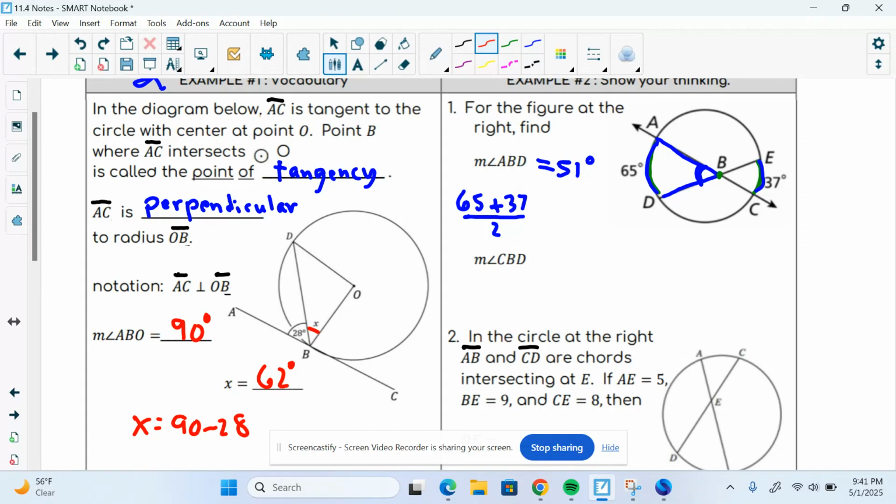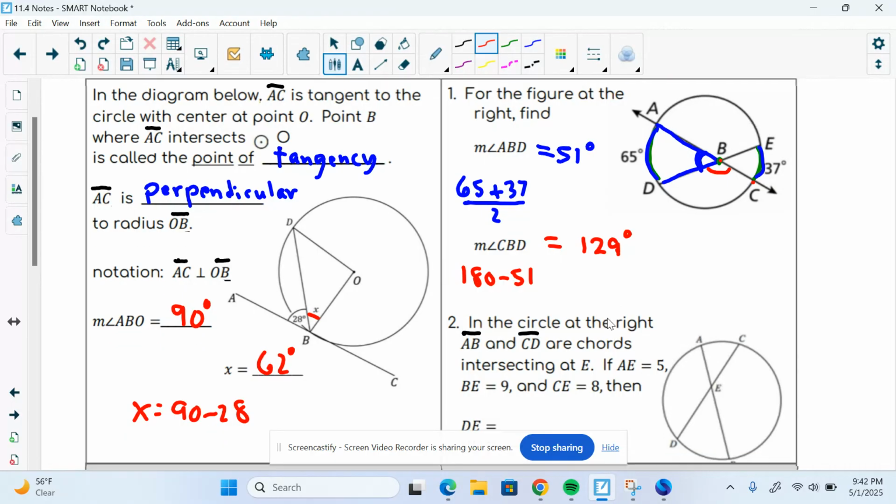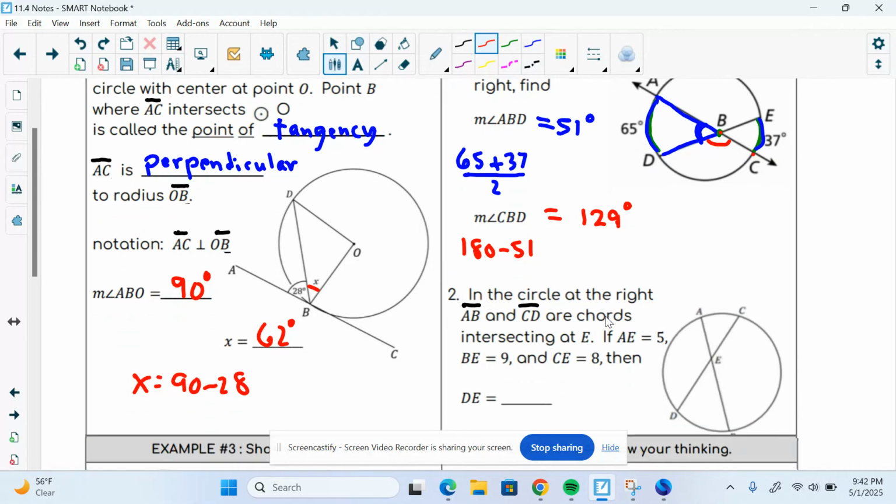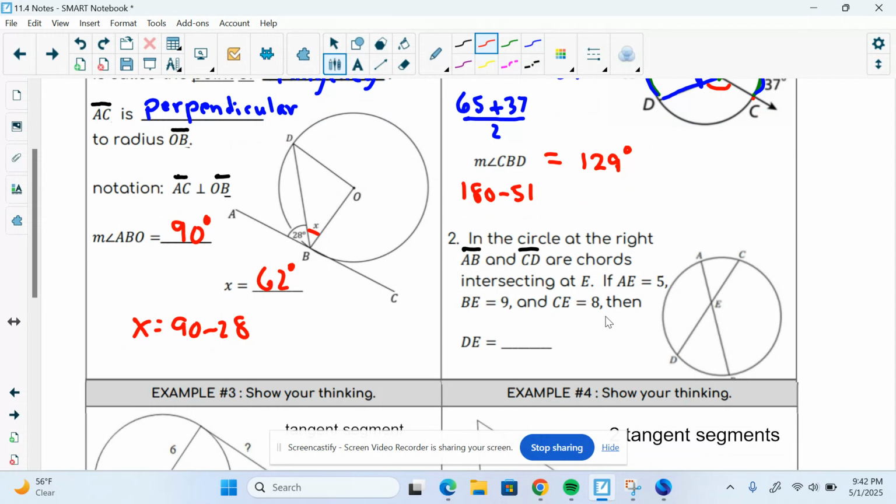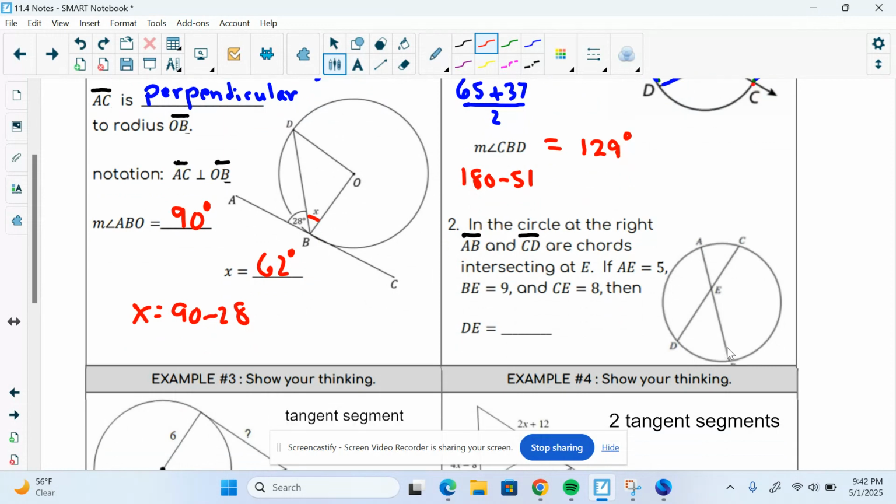Next one, angle CBD. Where's angle CBD? C to B to D. That's this angle right here. So angle CBD, oh look, the angle that we just found and angle CBD add up to 180 degrees because this is a straight line. So if I do 180, take away 51 degrees, I have the measure of angle CBD. Yes, we have to use some of the ideas from previous sections of this unit. 129 degrees.